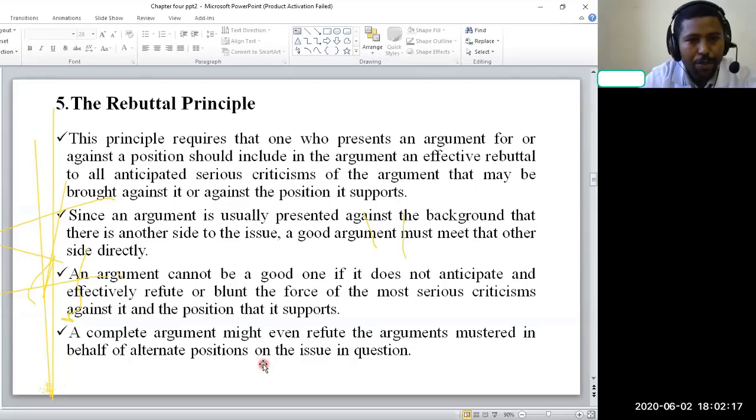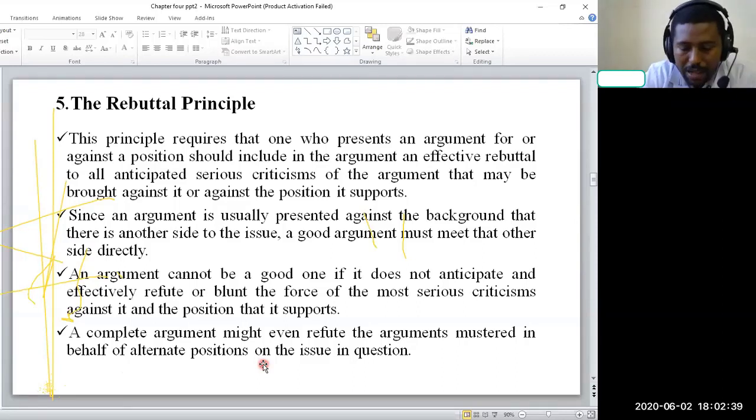The fifth principle is a rebuttal principle. This principle requires that, in order to be effective, arguments should rebut all anticipated stress criticism of the arguments that may be brought against the position it supports.